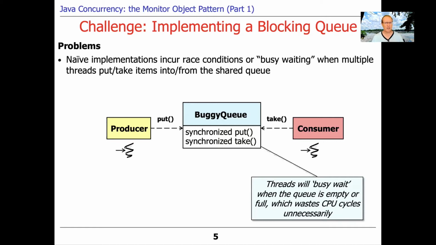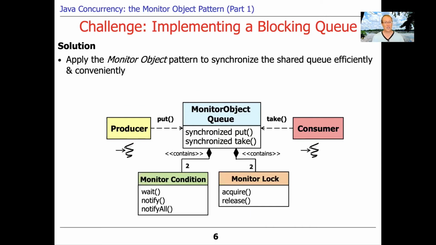Likewise, if you do something very simple-minded, like just use a synchronized block, then you can end up with busy waiting. When the queue is empty, it won't corrupt the state, but it'll just return right away, and you'll have to write a busy loop that sits there and just neurotically checks over and over again to see if the queue is empty or full. So what's a better way to go?